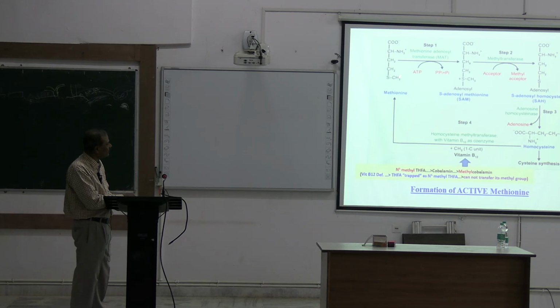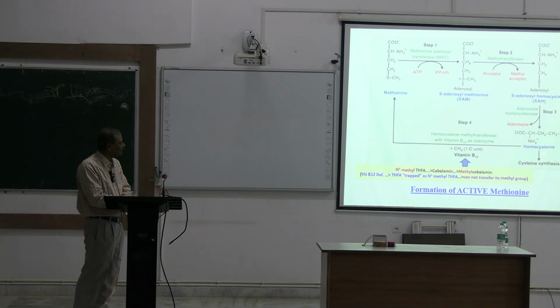This is one important step I must tell you. This will form S-adenosyl methionine and that is the most active form. It is the active form of methionine and that is why I am telling you it is giving energy. And here you see the bond is here, S is here and S-adenosyl is here. Now, it is getting converted into S-adenosyl homocysteine. From homocysteine to cysteine synthesis will be in the next slide.